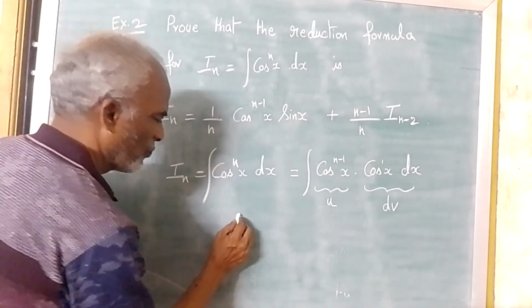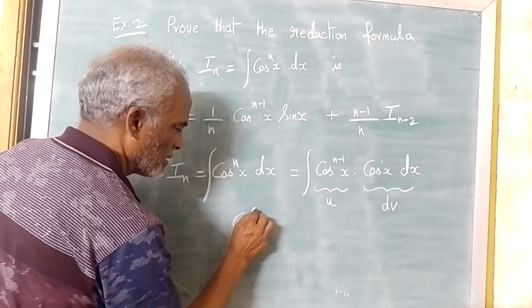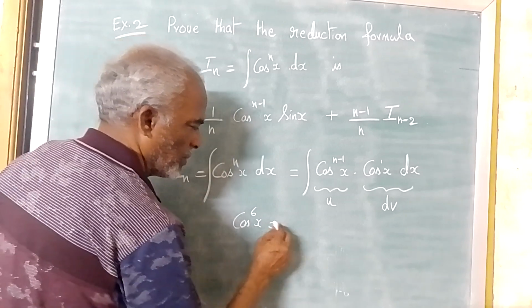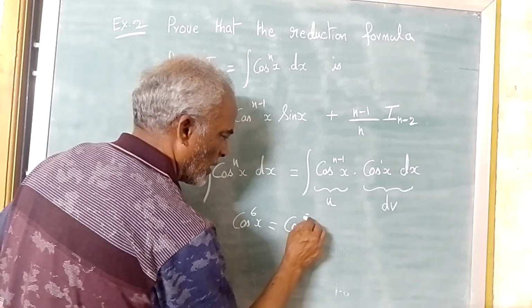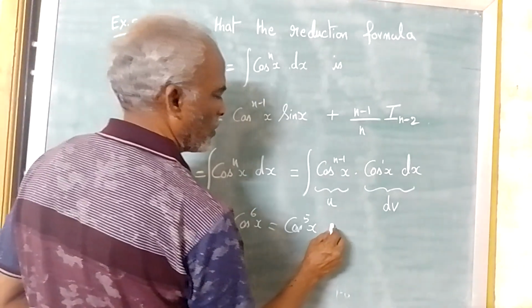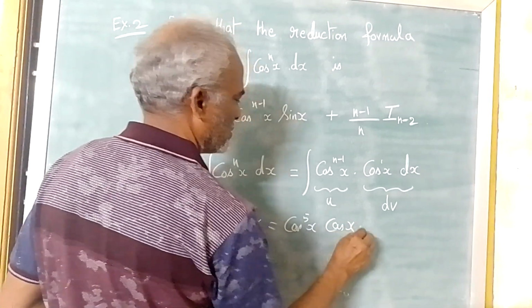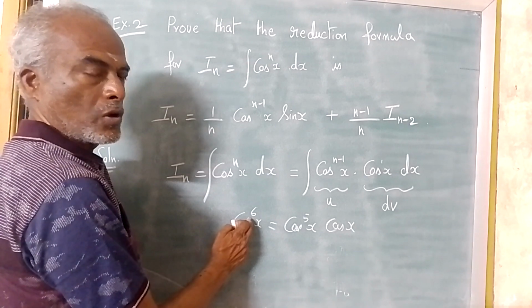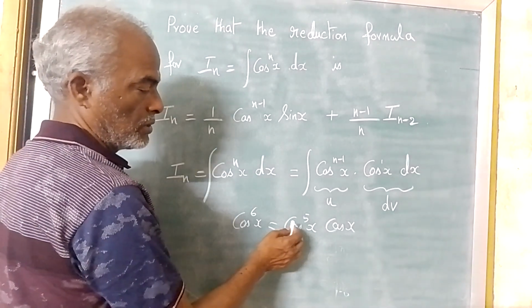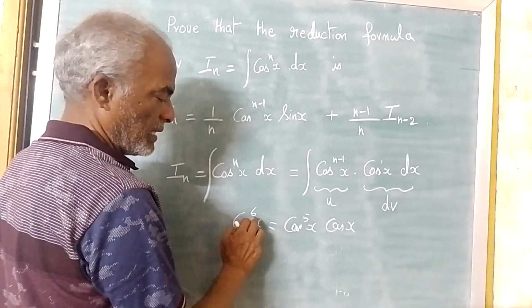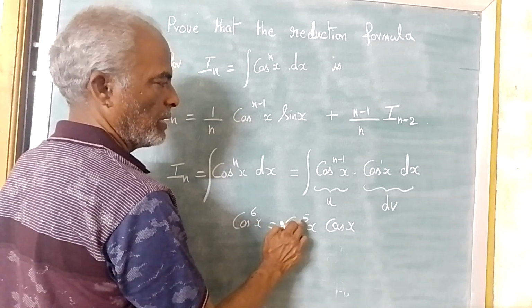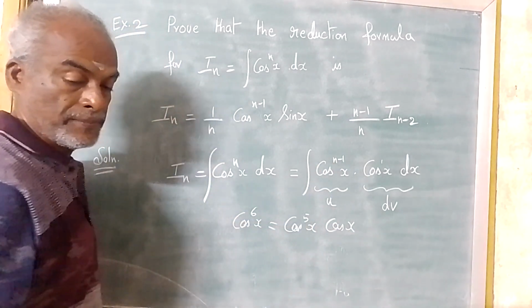For example, cos^6 x can be written as cos^5 x into cos x. Now what is 5? This is cos x power 6, so here you will get 5. That is, if this is n, this will be n minus 1. That's how I have written here.